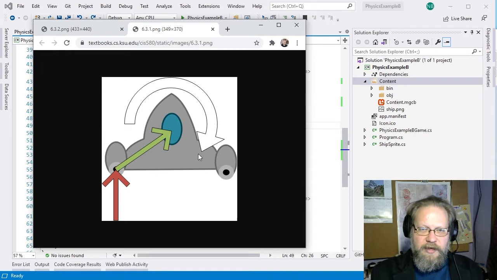And we call that twisting force torque. And we can calculate that based on the vector from where that force is pushing on the body to the center of mass of this body. So in this case, I'm putting it somewhere right there, kind of in the middle of the cockpit.